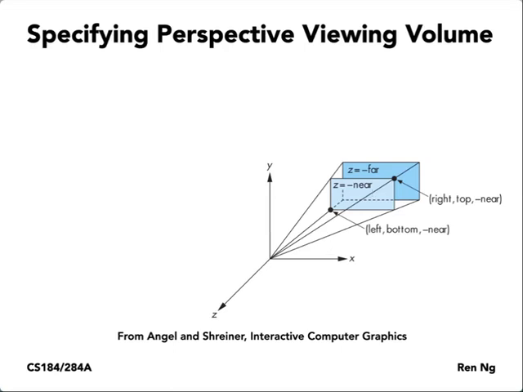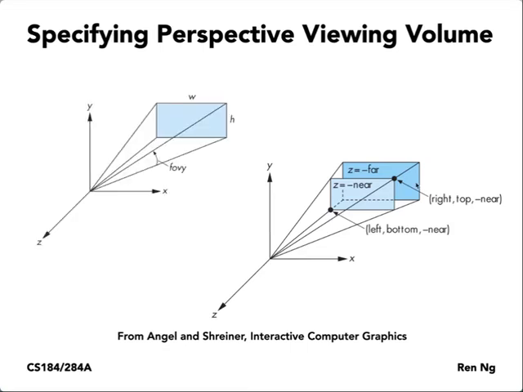So to express this, you can talk in terms of a near plane and a far plane. And then you could specify it in terms of the left, bottom coordinates at the near plane, the right, top coordinates at the near plane. Okay, does that make sense? And then where the far plane is also a common thing to specify.